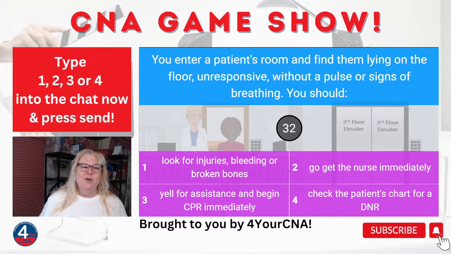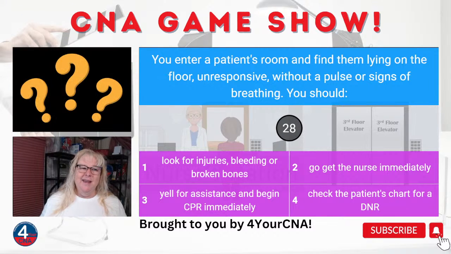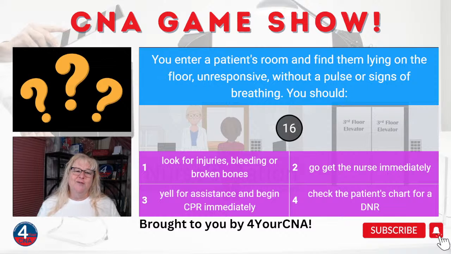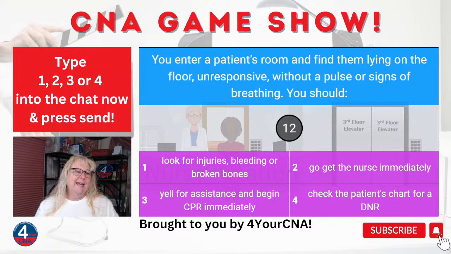So you enter a patient's room, find them lying on the floor, unresponsive, no pulse, no breathing. What do we want to do here? Do we want to, 1, look for injuries? 2, go get the nurse immediately. 3, yell for assistance and begin CPR. Or 4, check the patient's chart for a DNR. Go ahead and lock in your final answers. You have about 10 seconds left.